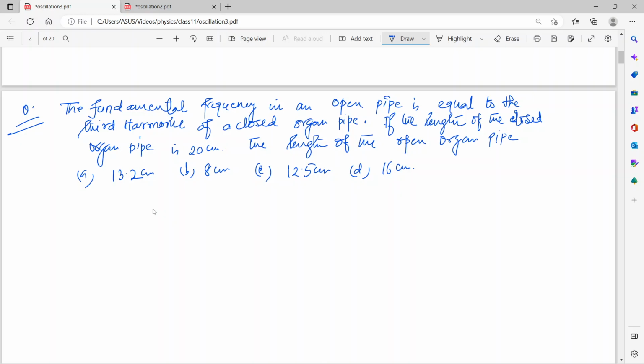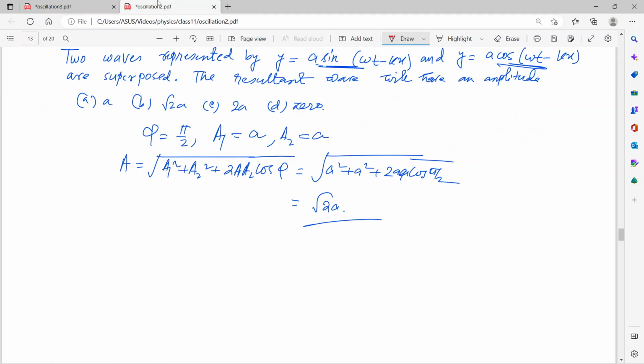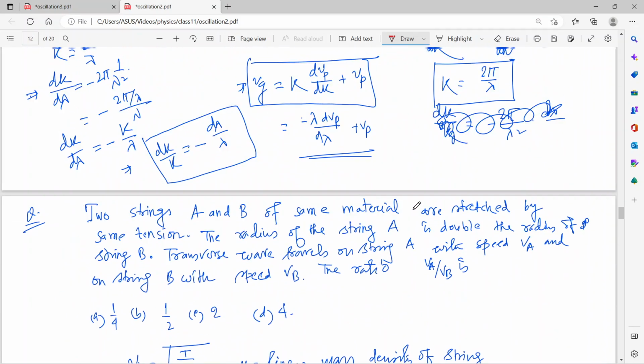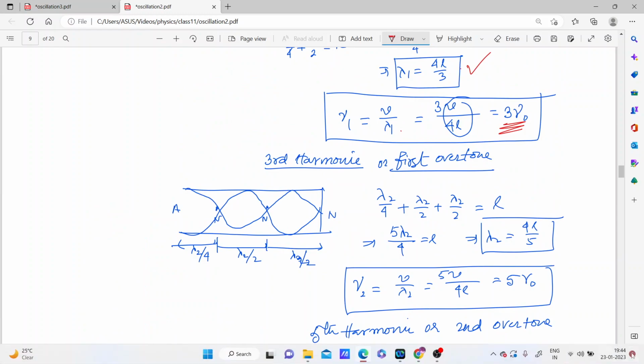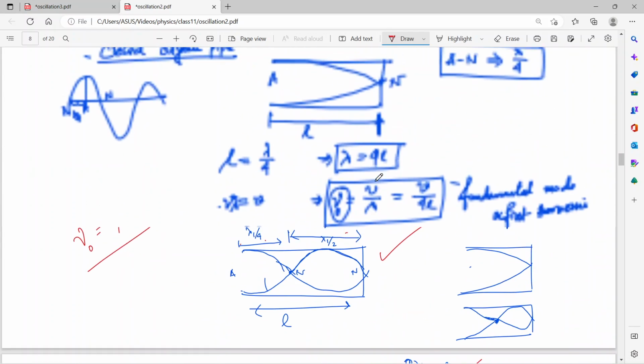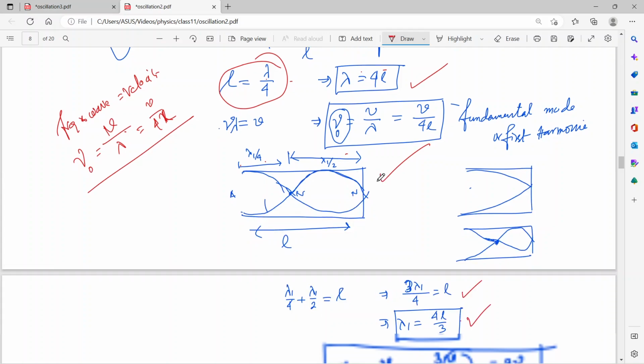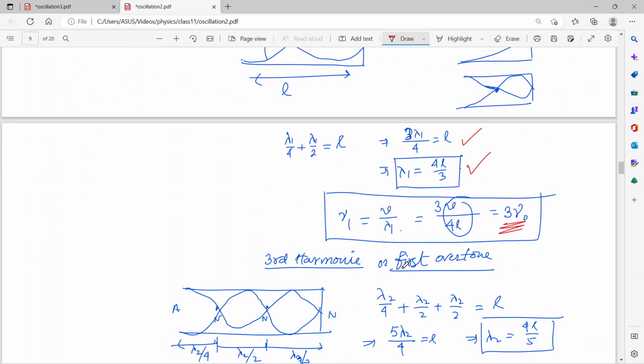So these sums are actually very easy. The thing is that, if you look at this, it says for closed organ pipe the third harmonic, and we have already seen the closed organ pipe. If this is a closed organ pipe, this is called the third harmonic, or first overtone, which is 3V by 4L, right?